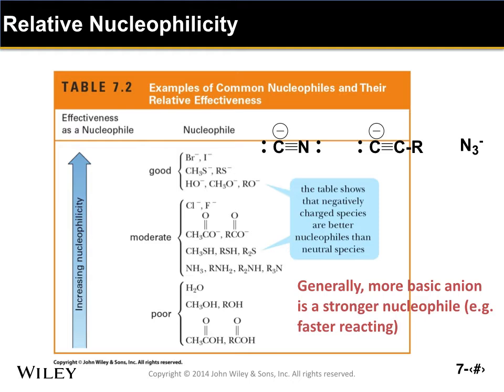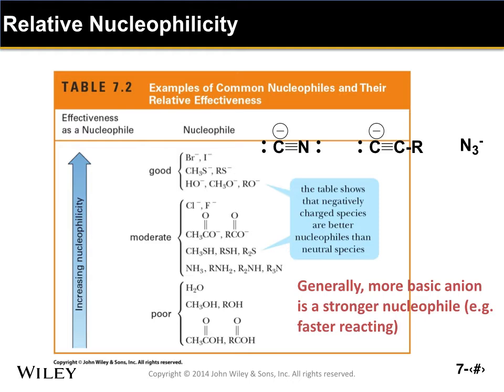The moderate nucleophiles are the ones in the middle. These are chloride and fluoride, and the oxygen of acetate or other carboxylates. Those are the first ones. Neutral sulfurs are not such good nucleophiles, and neutral nitrogens are not such good nucleophiles. And then the poor nucleophiles are the ones with no charge. Notice that poor nucleophiles have no charge. This is generally true. Some nucleophiles are better than others.